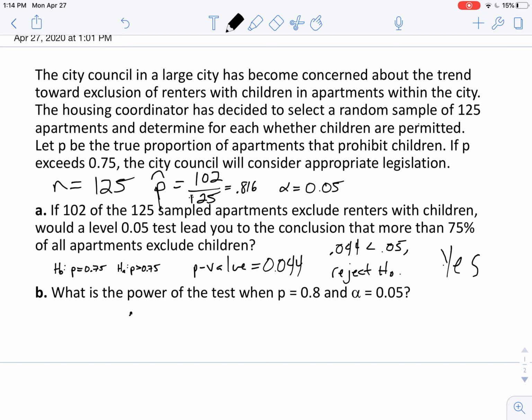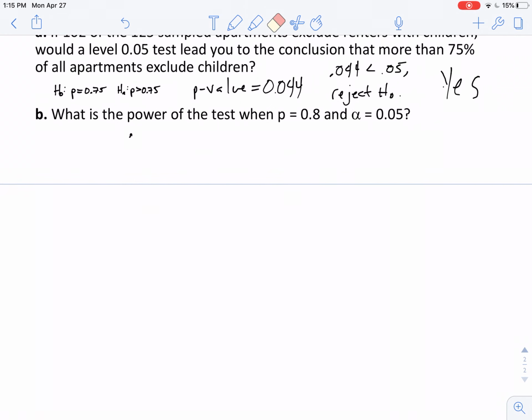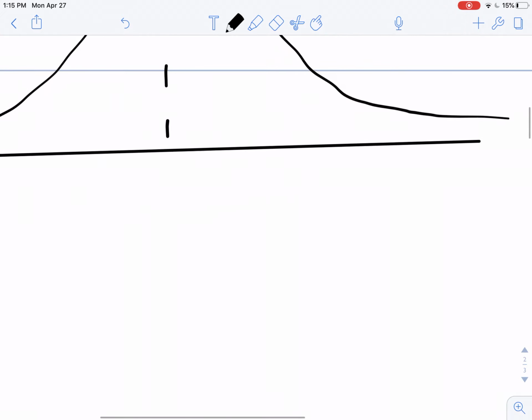Okay, so now B says, what is the power of the test when p is equal to 0.8? Also using that alpha value of 0.05. Okay, so what we need to do first is determine what sample proportion would be the cutoff between rejecting and failing to reject. So what I like to do is set up a picture. I'm going to center that at my null hypothesis of 0.75.